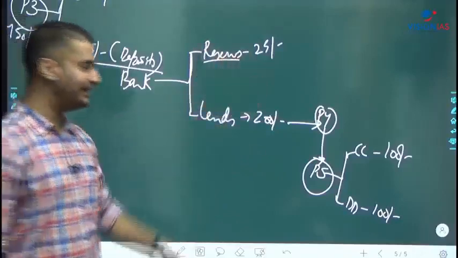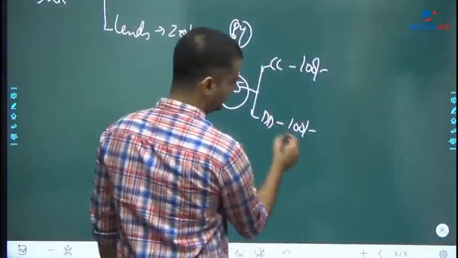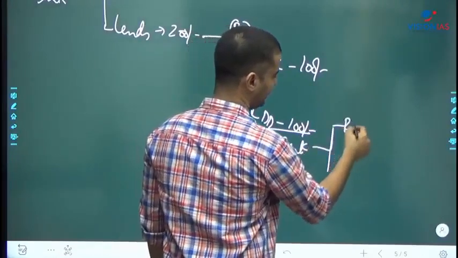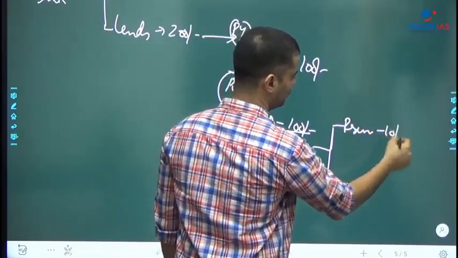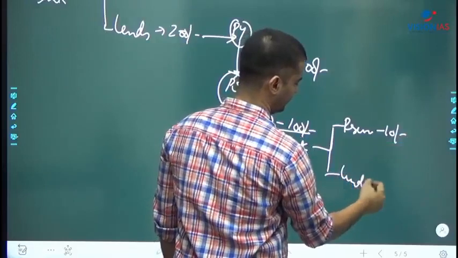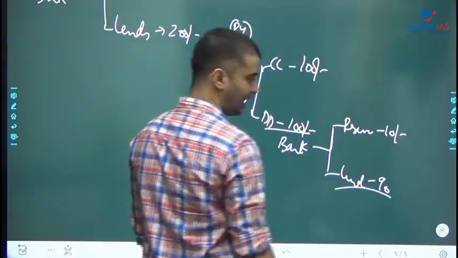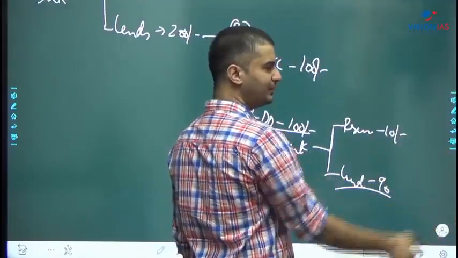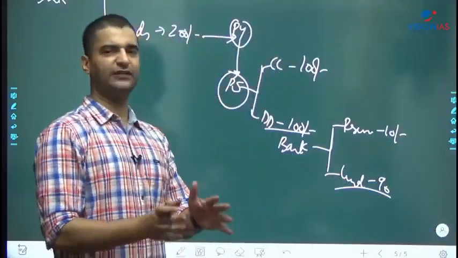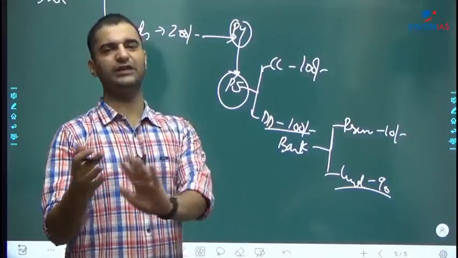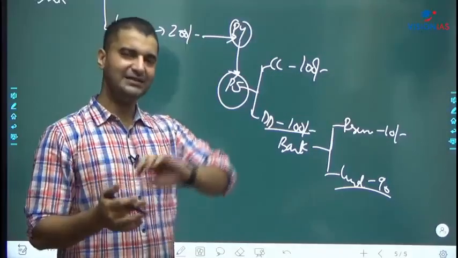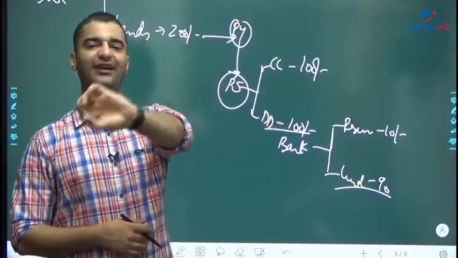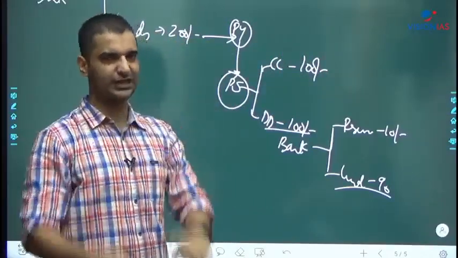Bank will set aside reserves of 10 rupees. This money will go to the bank. Lend 90. Out of that, 90 will be lent to somebody, spent on somebody. That person will keep 45 rupees as cash and deposit 45 rupees in the bank. Bank will set aside 4.5 rupees, 10% of that, and lend 40.5 rupees, and so on and so forth. This process keeps on going.